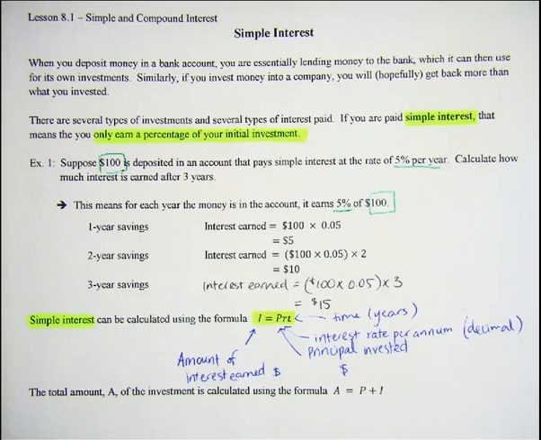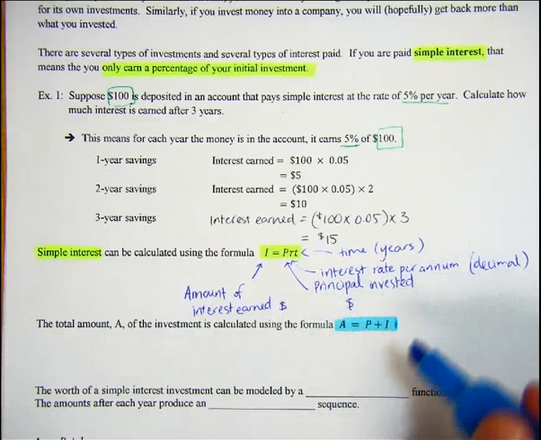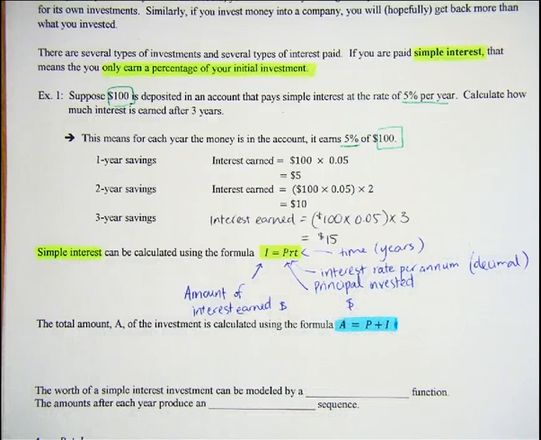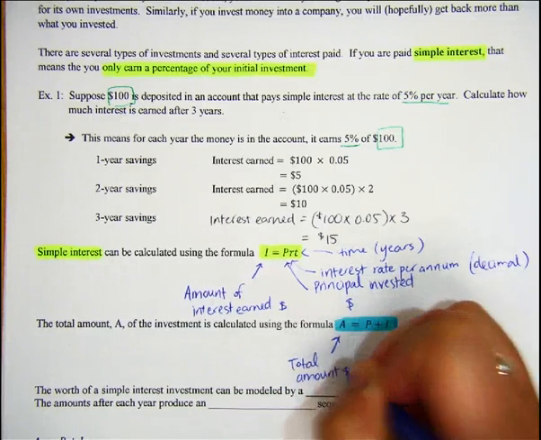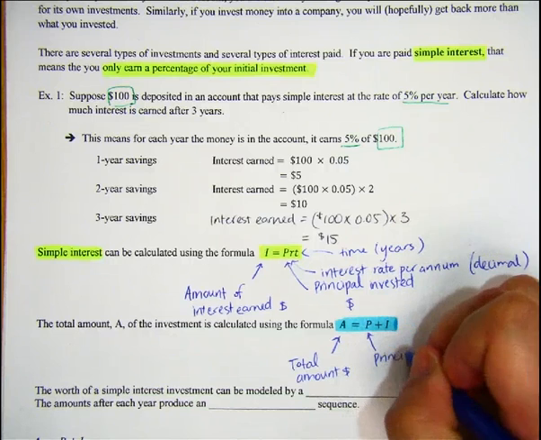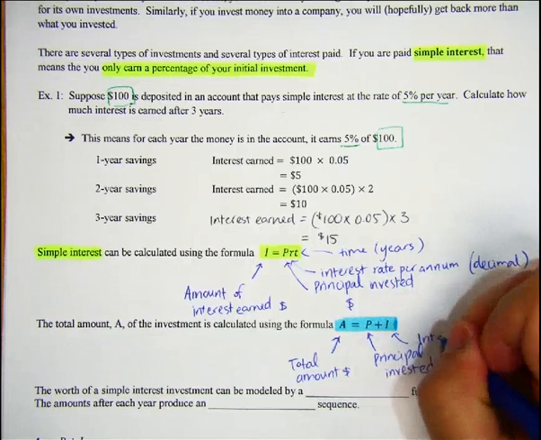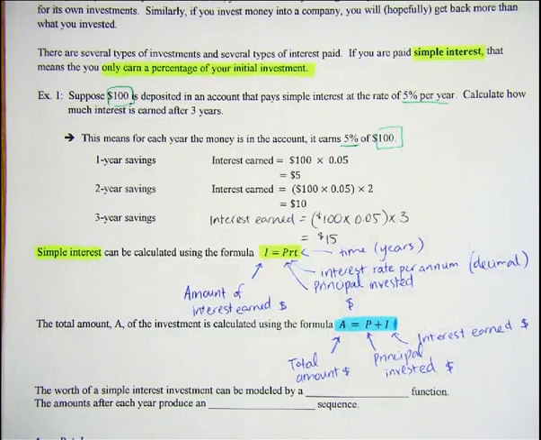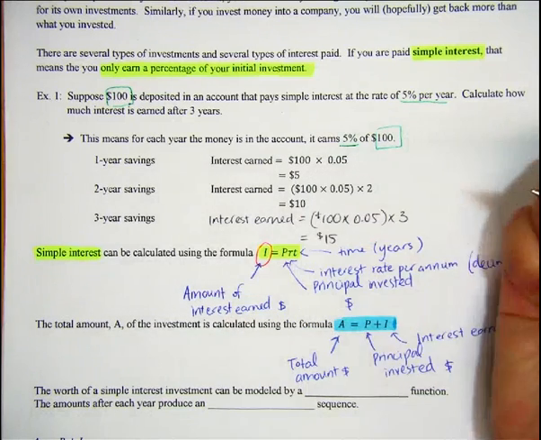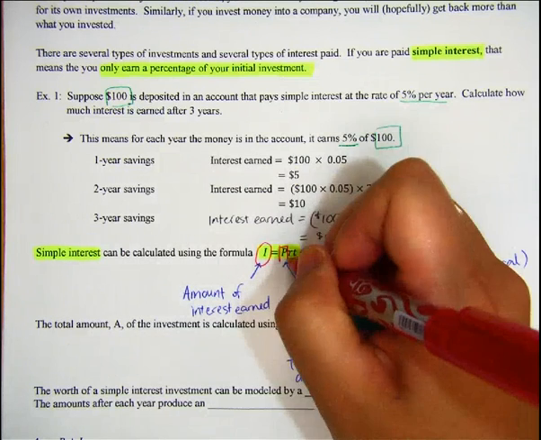Now, for the second part, the total worth of an investment would be calculated using this formula, A equals P plus I. This would apply actually not just for simple interest investments, but for all investments. All right, A represents your total amount. P would represent the principal invested, so what you began with. And then I would represent the interest earned. And just keep in mind, this I up here is the same as this I down here. Okay, and so this P is the same as that P.